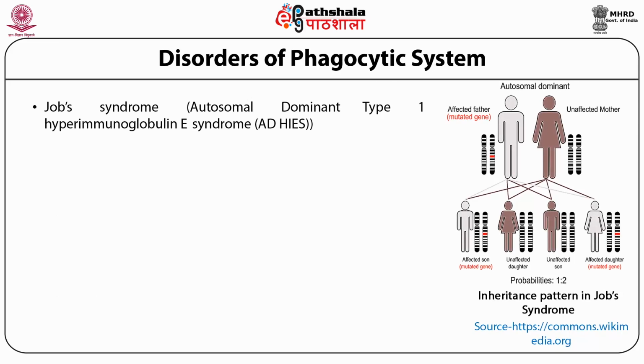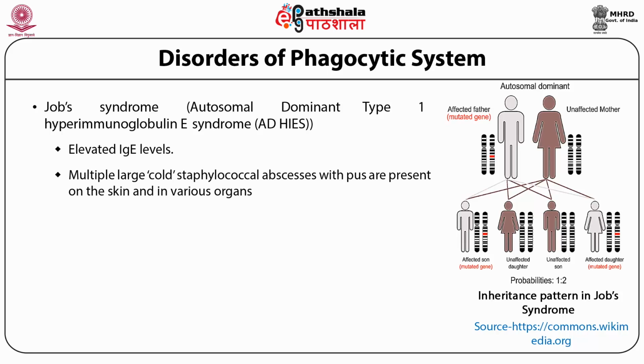Job's syndrome, or autosomal dominant type 1 hyperimmunoglobulin E syndrome, also called AD-HIES. The syndrome was first discovered in 1966 and is characterized by elevated IgE levels. Multiple large cold staphylococcal abscesses with pus are present on the skin and in various organs of the patients.